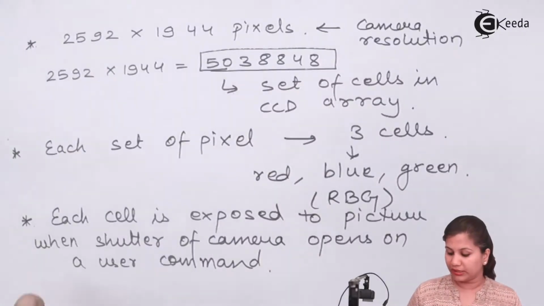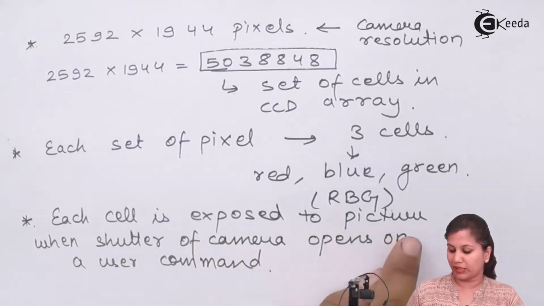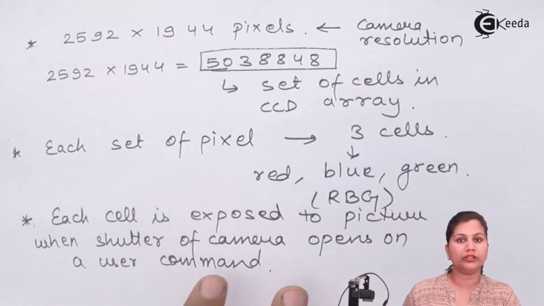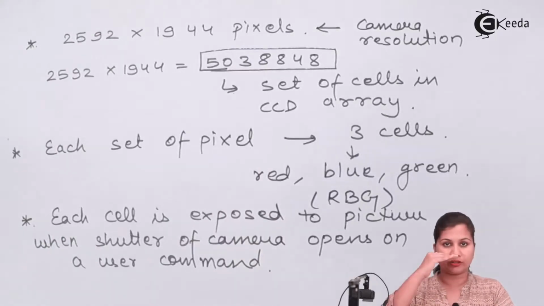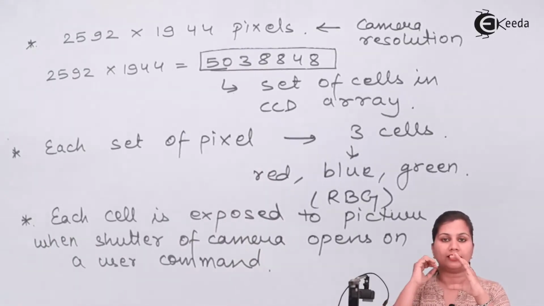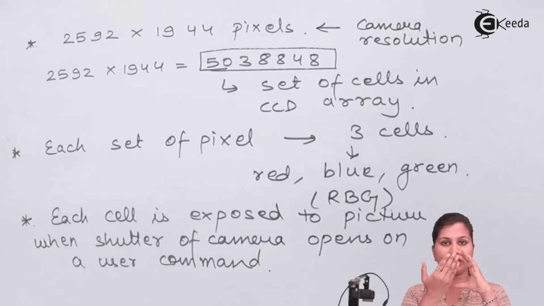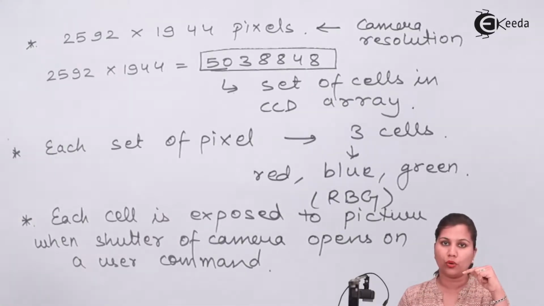So in the CCD array we are having the cells. Each cell is going to be exposed to the picture when the shutter of the camera opens on a user command. So when the user opens the shutter of the camera, the CCD array and lens are present, and through the lens the picture gets onto the CCD array. Each cell on that CCD array is exposed to the picture when the shutter opens.